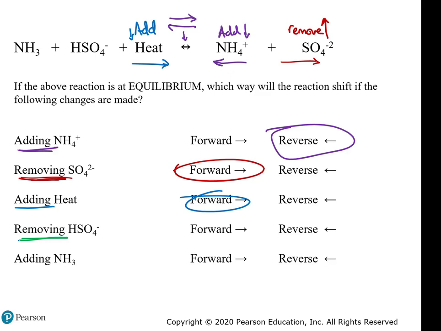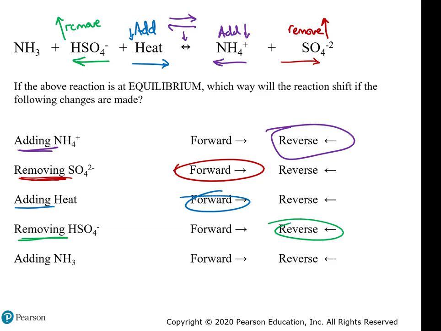So what if I took out HSO4 minus? Is it a reactant or a product? It's a reactant, so it's here. So if I remove this, it comes out, that means that the reaction is going to shift which way? Yep, it's going to shift towards it. So it's going to be the reverse reaction.